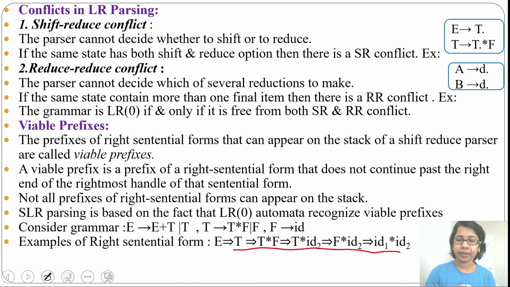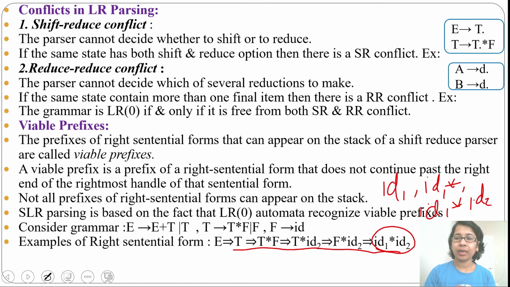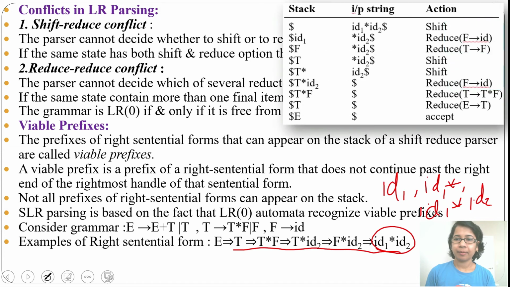Now what will be the prefix of this? From ID1 multiplication ID2, ID1 will be a prefix, ID1 multiplication will be a prefix, and ID1 multiplication ID2 will be a prefix. Are all prefixes of a right sentential form viable prefixes? No. The prefixes that can only appear on the stack, those are the viable prefixes. I already discussed shift reduce parsing for the same example. I'm just using the screenshot of that.